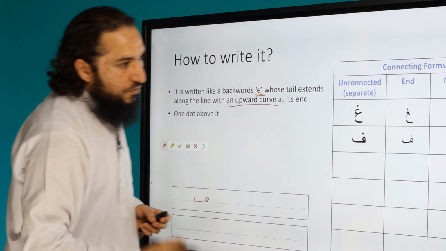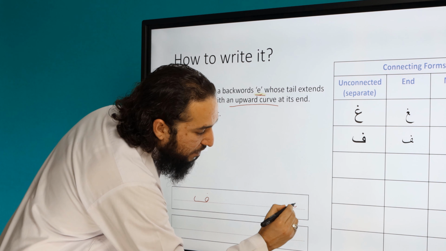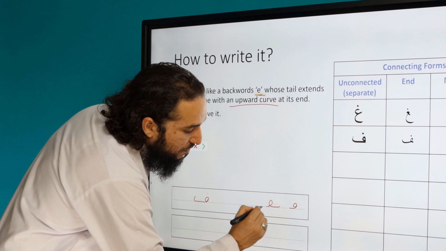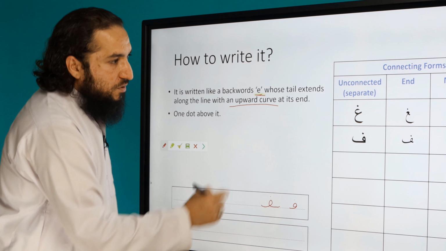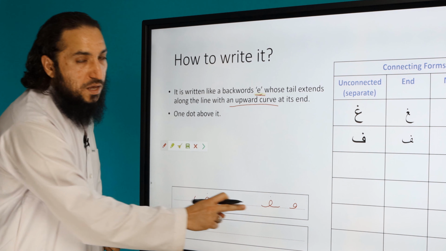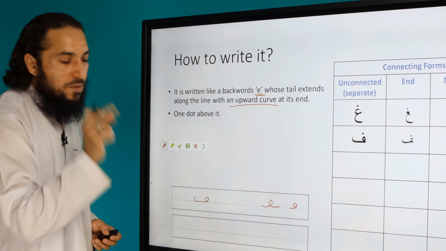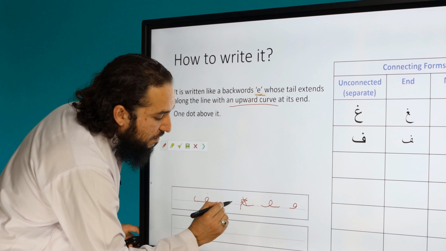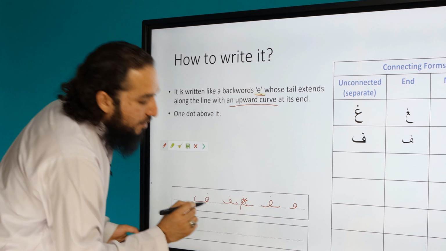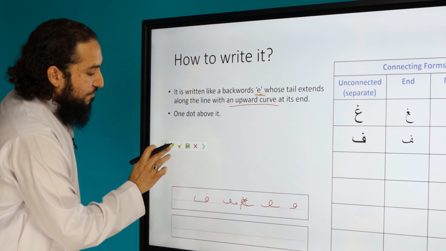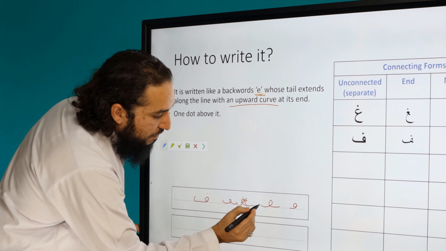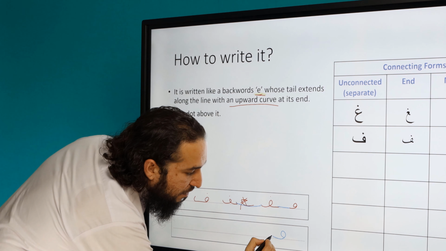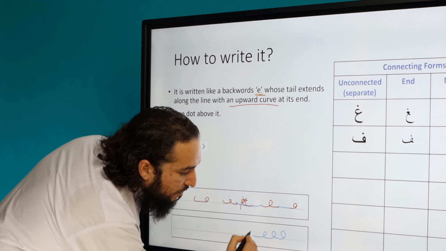If we write it in other forms, that would look like this. If it comes in the middle, you have to differentiate between this one and Ghain. I'll explain that in a second. Sorry, that's Ghain. This one. If it comes at the end, you can connect them. It would look like this: Fa, another Fa, and another Fa.